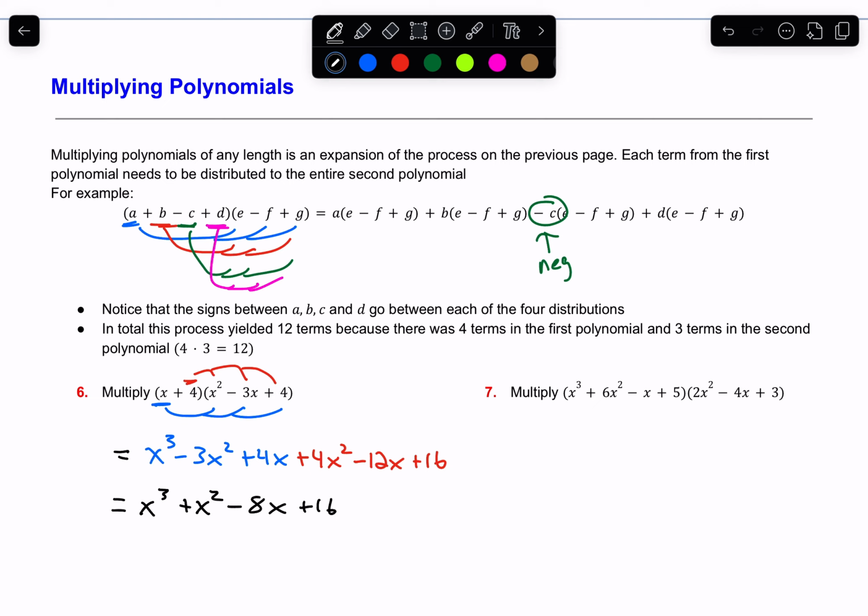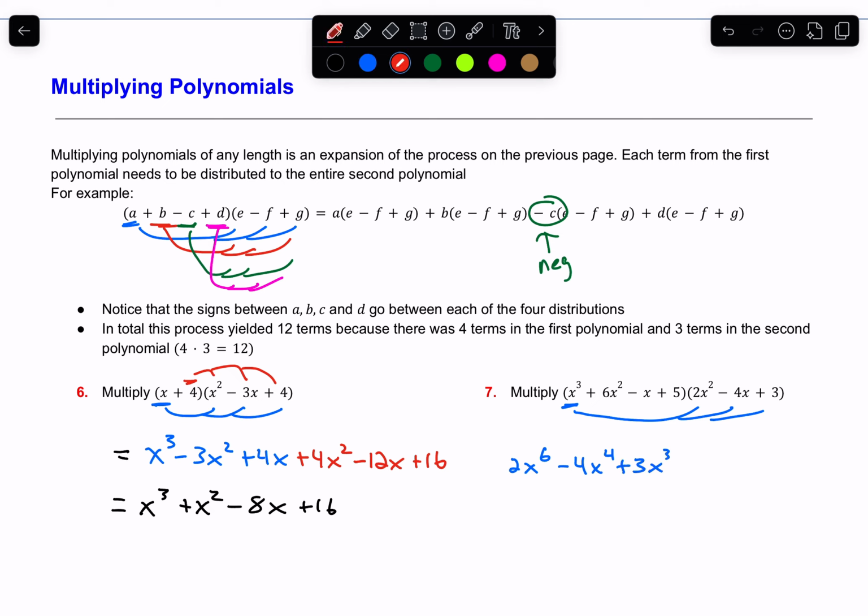All right, for number 7, we're going to do the same thing. Now we just have more terms. So I'm going to start off by doing x cubed multiplied by everything in the second set. When I do that, x cubed times 2x squared is 2x to the 6th because 2 times nothing is the 2, technically 2 times 1. And x cubed times x squared, add the exponents, we get x to the 6th. X cubed times negative 4x is negative 4x to the power 4 because 3 plus 1 on the x. X cubed times 3 is going to be just 3x cubed.